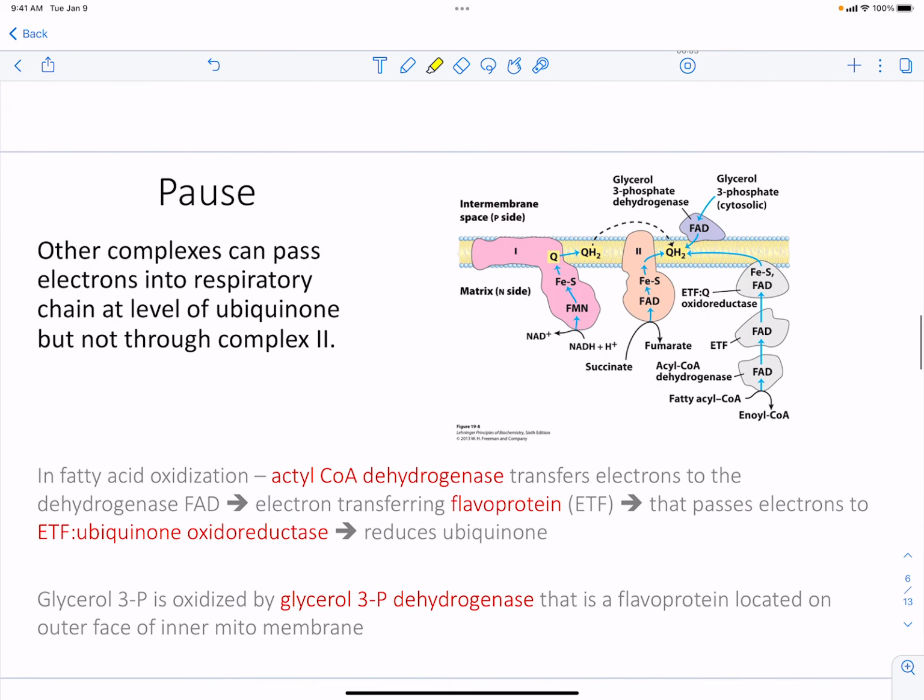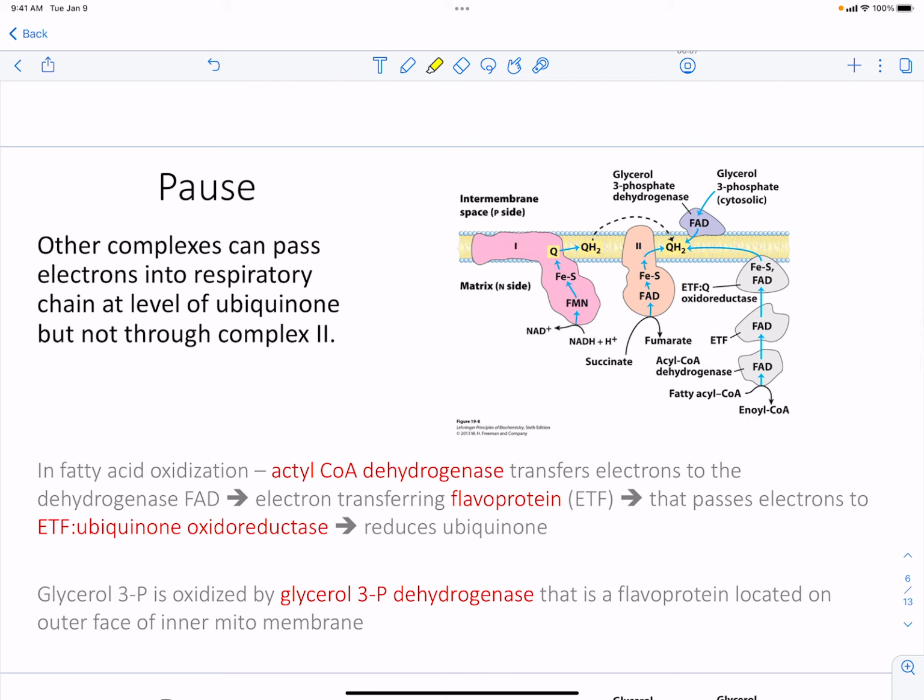Now, it's important to stop here because, as I said before, you have complex 1, which receives the electrons from the TCA cycle NADH. We'll transfer them to FMN. Complex 2 is part of the TCA cycle. Well, succinate is going to transfer to FAD. And then each of these are going to pass them on to ubiquinone. So complex 1 and complex 2 will both pass them on to ubiquinone.